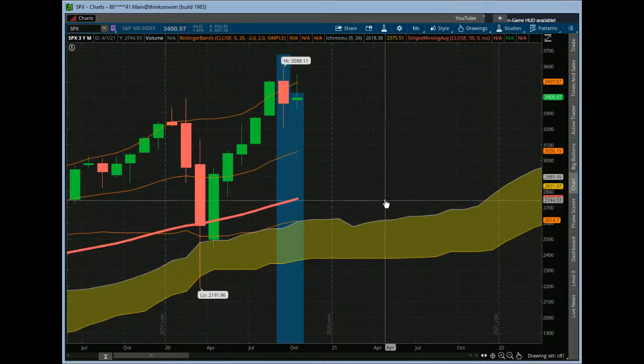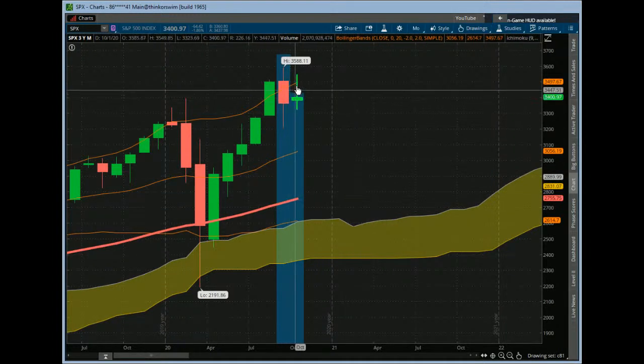So SPX, inside month so far. We've got one week left in this month, and everything was going great. We had an inside month green, and then down 64 points today. So it was a little bit of a rough one today. Bears kind of stepped up here.